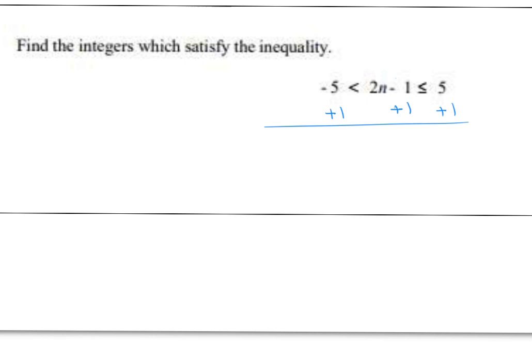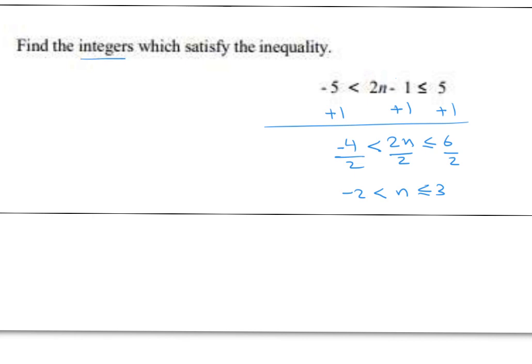Then you have 2n more than negative 5 plus 1, which is negative 4, less than or equal to 5 plus 1, which is 6. Divide by 2, divide by 2, divide by 2. So n more than negative 2, less than or equal to 3.